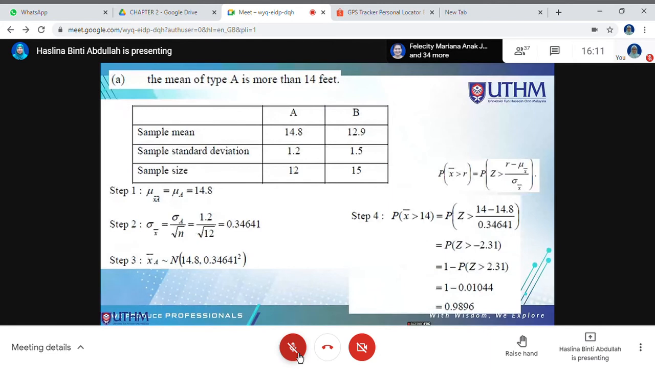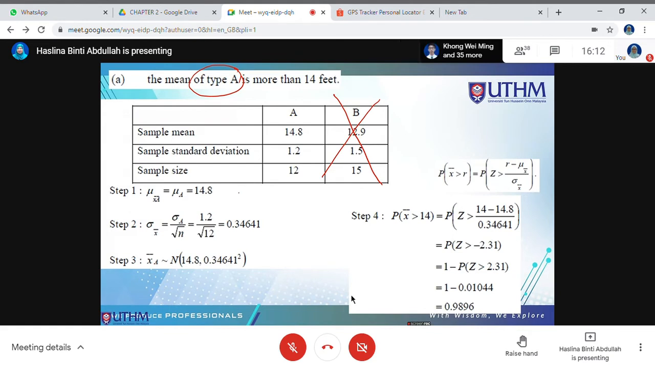Okay, we will start with A. The mean of type A is more than the value 14 feet. So this one refers only to type A. So just ignore the information of type B because we just want to focus on type A. So the steps refer to the steps in 2.3.